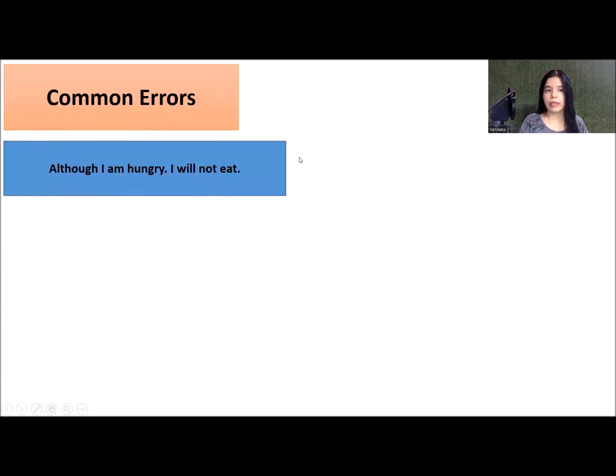Let's take a look at some common errors that students make while trying to write sentences with conjunctions. Take a look at this sentence. It says, although I'm hungry, I will not eat.